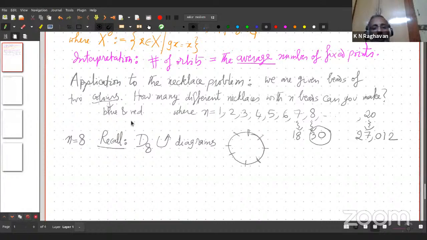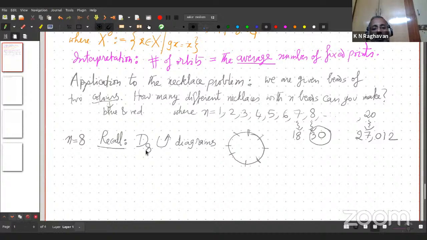Remember, the beads are all identical. You can't distinguish between red beads. You can't distinguish between blue beads. And let's even say that between blue beads and red beads, you cannot distinguish them except for the color. So all these are identical beads, except I can distinguish a blue bead from a red bead, but between two red beads and between two blue beads, I cannot distinguish. Okay. So how many diagrams are there?